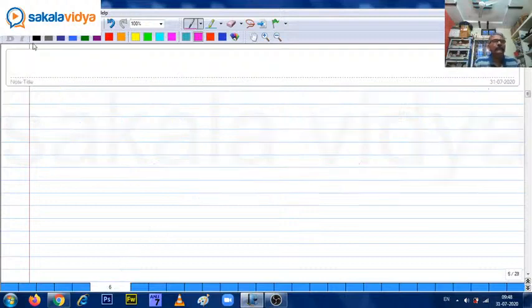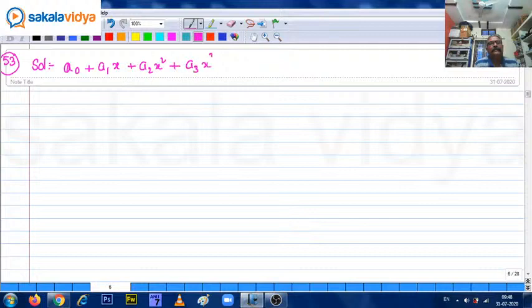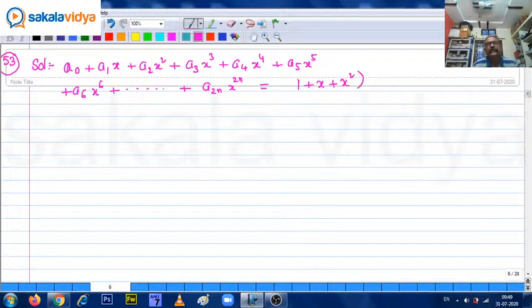So now the 53rd solution. a0 + a1x + a2x² + a3x³ + a4x⁴ + a5x⁵ + a6x⁶ and so on up to a_2n x^2n equals (1 + x²)^n. This is given. Say equation 1.